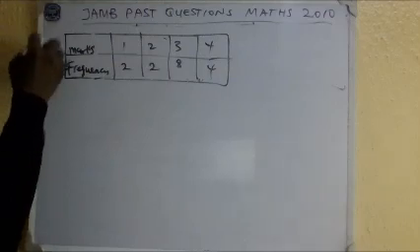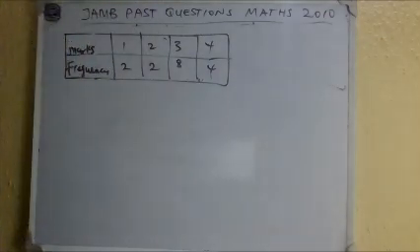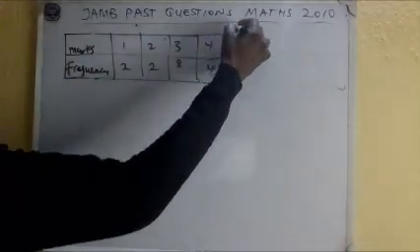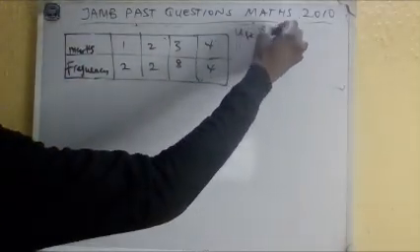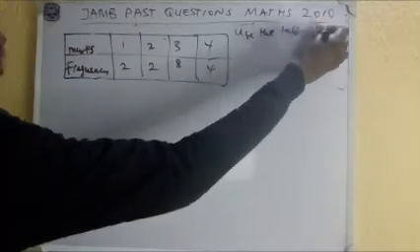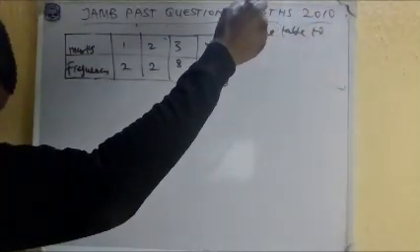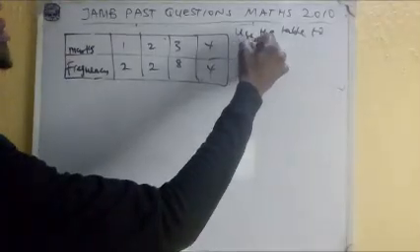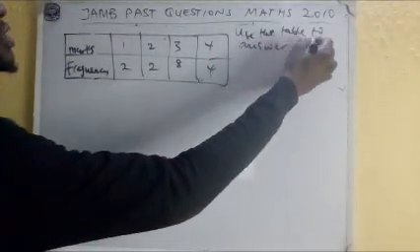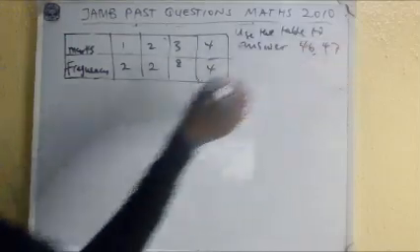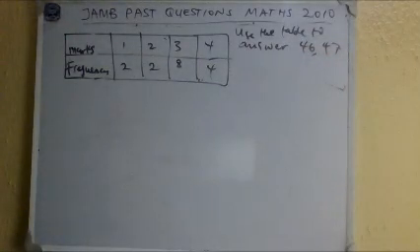It says use this information to solve 46 and 47. Use the table to answer 46 and 47. Okay, now for 46, they say the table above shows the marks obtained in a given test.